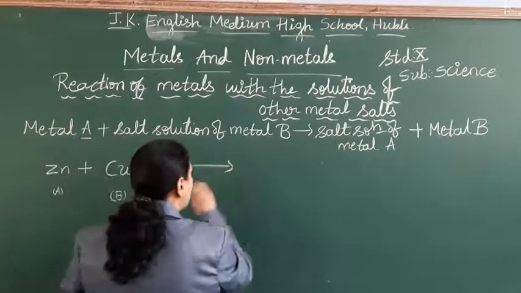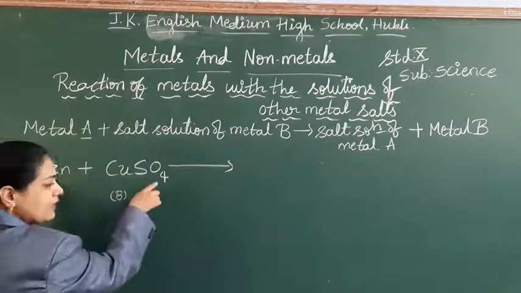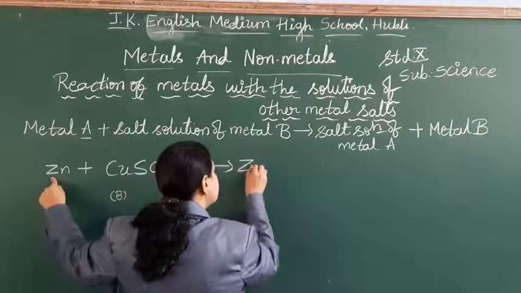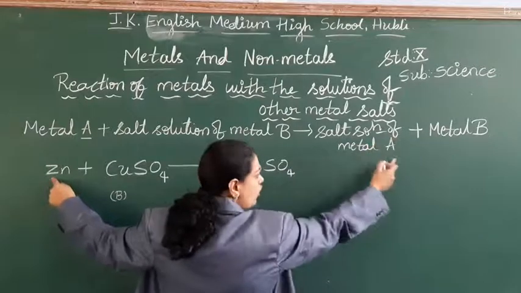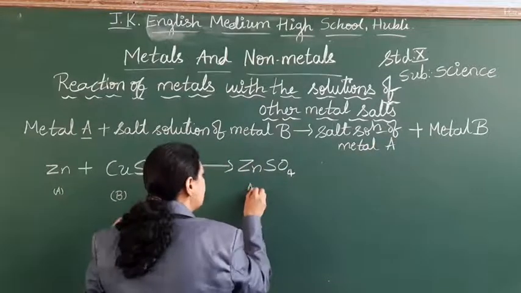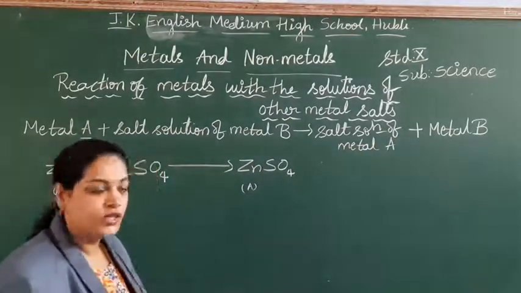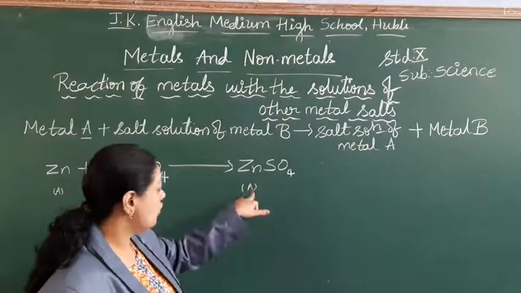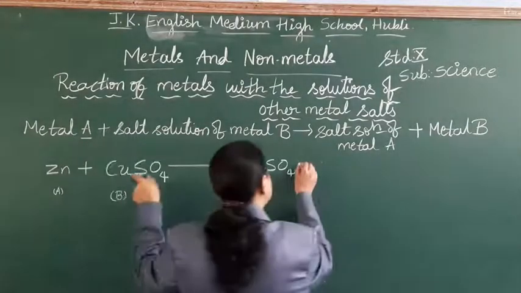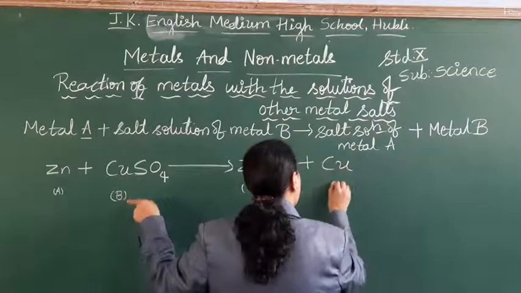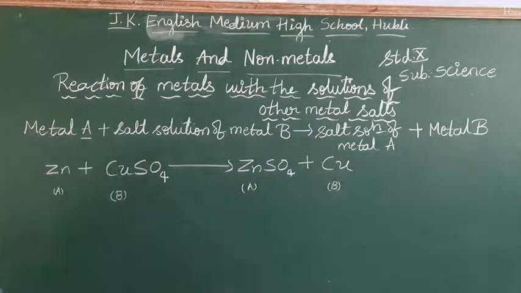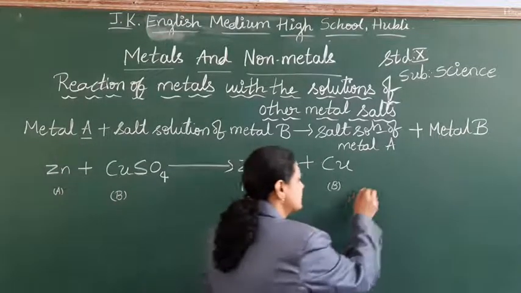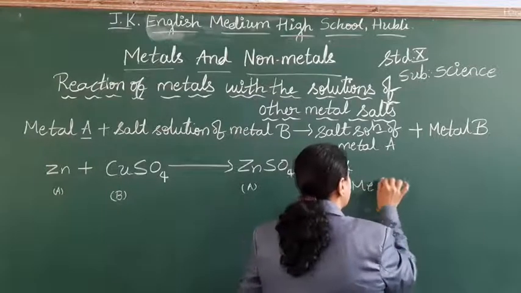That is what I am getting here, students, ZnSO4, zinc sulfate, correct? Salt solution of metal A, zinc is metal A, right? So what you got? Salt solution of metal A, and what is displaced here? Copper, which we have taken as metal B. I think it is clear now. So this reaction is called a metal displacement reaction.